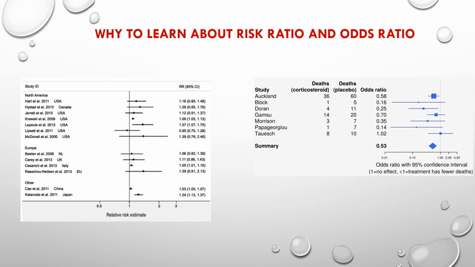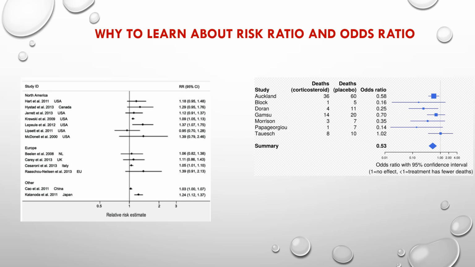Another picture showing the odds ratio of deaths among corticosteroid users and placebo users. Which is better? In this research, it is shown that the odds ratio is lower among corticosteroid users. The odds ratio of getting death is lower among corticosteroid users compared to placebo users.